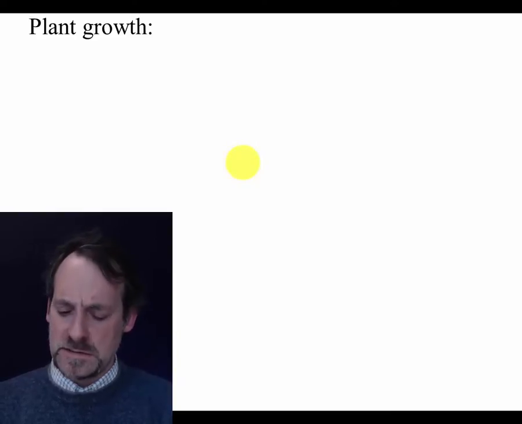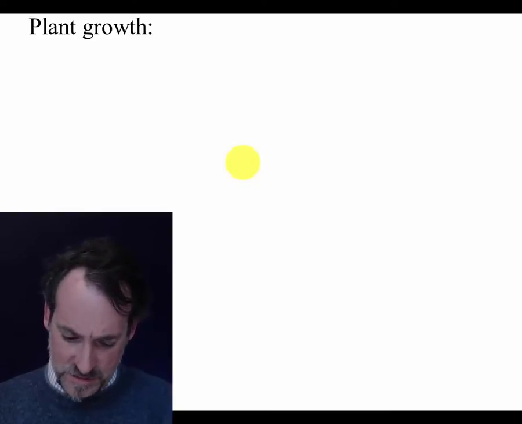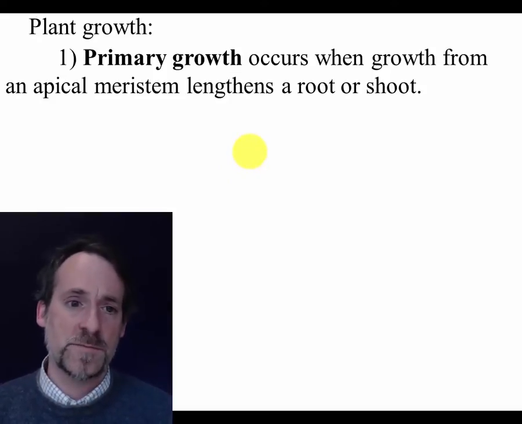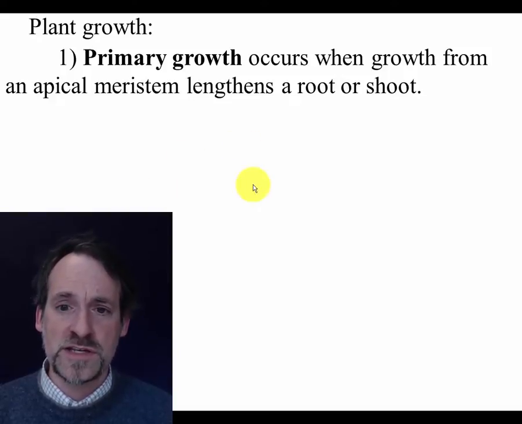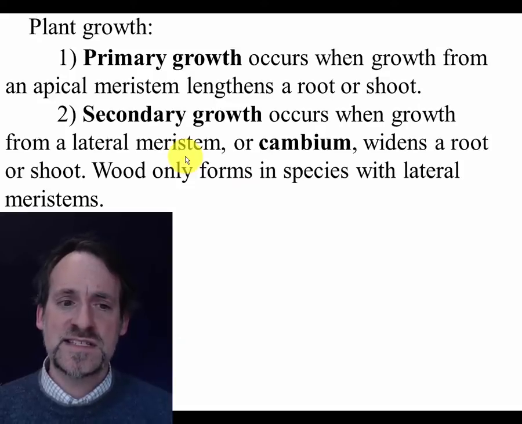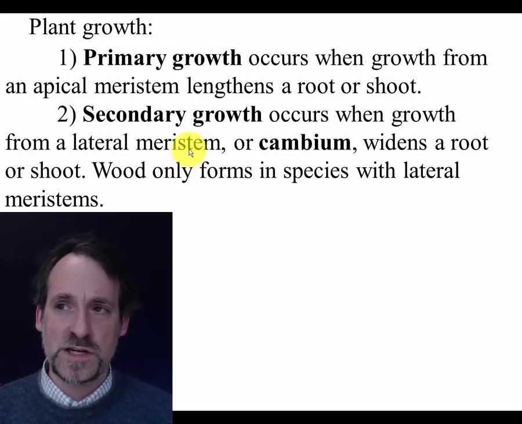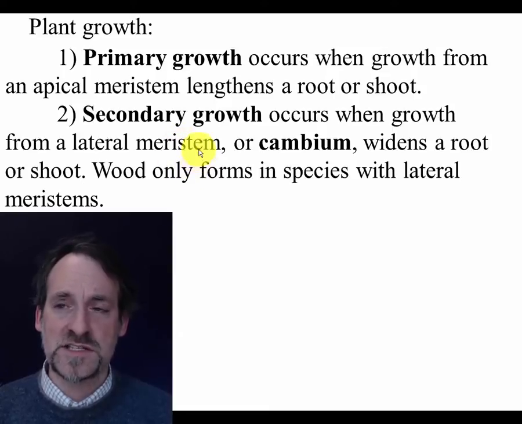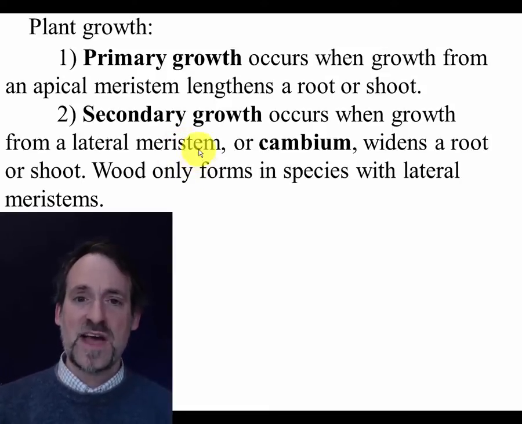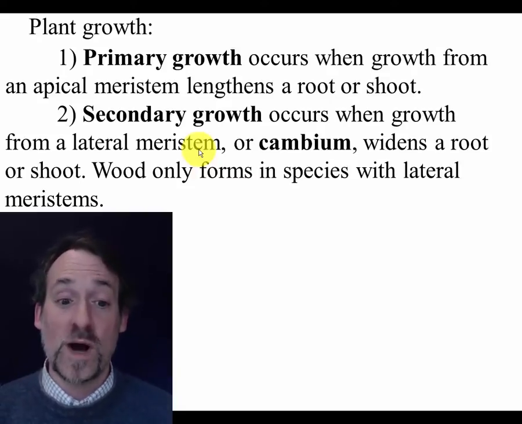Plants grow in a different way than you do. There are two kinds of plant growth. One is what's called primary growth. Primary growth is when you have an apical meristem growing, and that causes a root or a shoot to get longer. Secondary growth is when a plant grows laterally. A lateral meristem is a structure called a cambium, and that causes a root or shoot to grow wider.